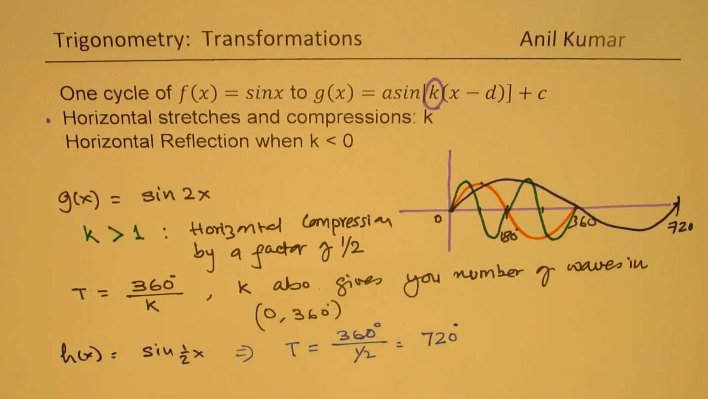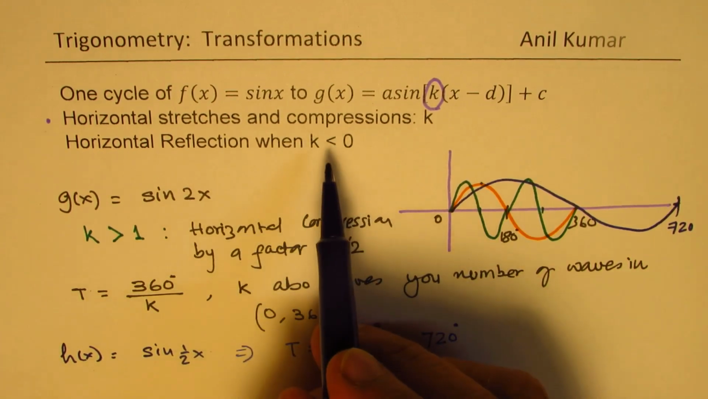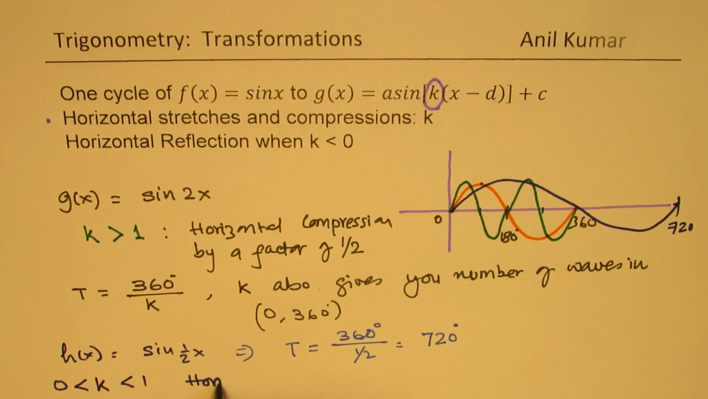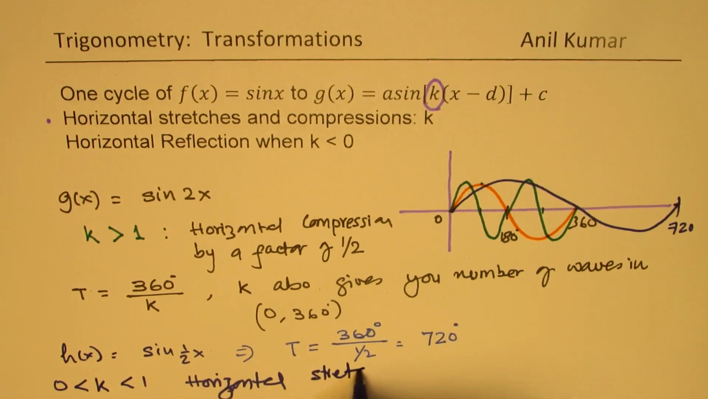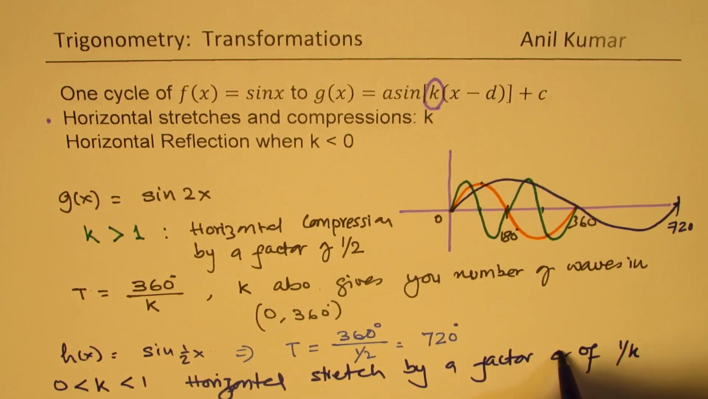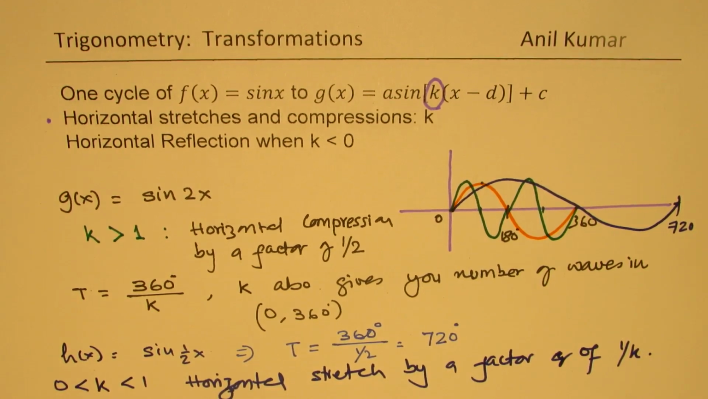So in general, you always need to divide 360 by k to get the time period. Perfect. So if k is less than 1 but greater than 0, or we could say the absolute value of k is less than 1, in that case we have a horizontal stretch by a factor of 1 over k. Is that clear to you, right?